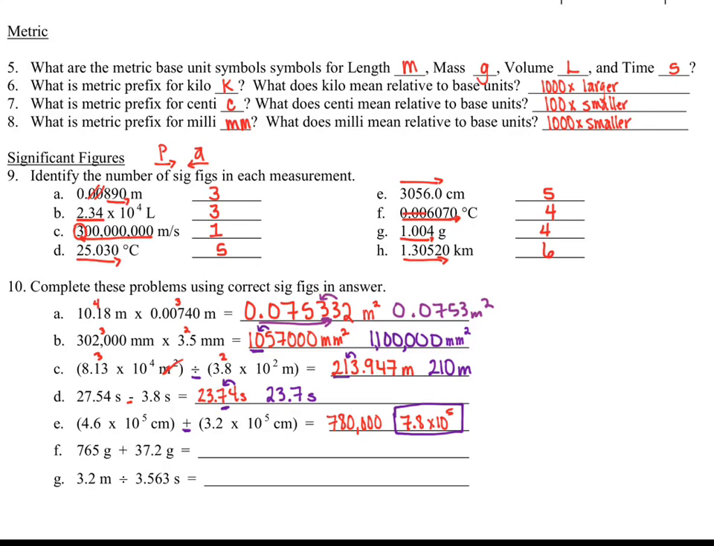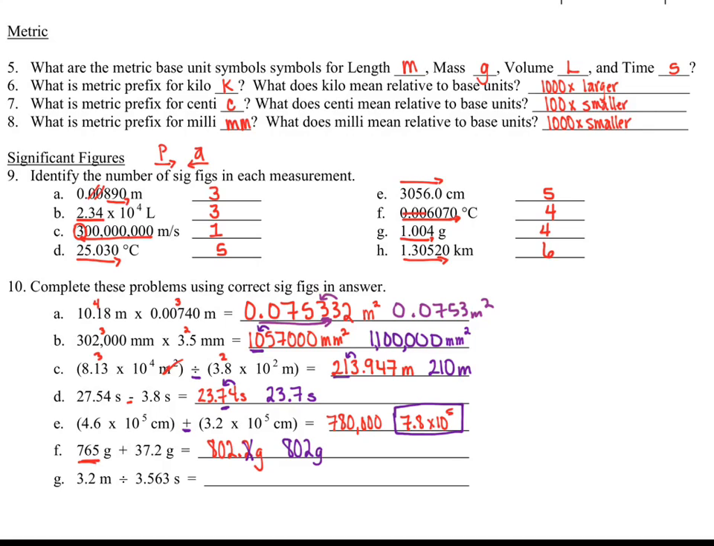All right, F, we go to 765 plus 37.2. And again, because of this whole number right here, that means that our equipment isn't very precise, so we cannot extend it out to the 10th place. So in this case, 765 plus 37.2 would give us 802.2 grams. But again, we cannot extend out to the 10th place because our equipment isn't accurate, so my answer would be 802 grams.